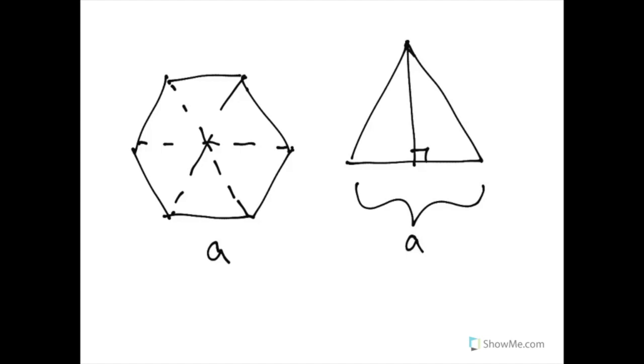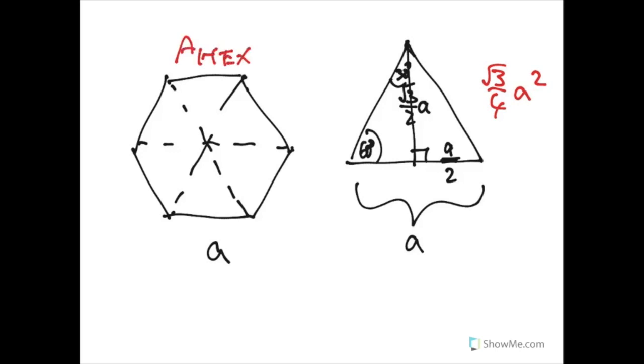If the total side length is a, then we have that this edge here is a over 2. This height here is root 3 over 2 a. Because this is an equilateral triangle, this is 60 degrees, this is 30 degrees, and so we have a 30, 60, 90 triangle. And so the area of this triangle is root 3 over 4 a squared. And so the area of the hexagon is 3 root 3 over 2 a squared. We simply multiply this result by 6.